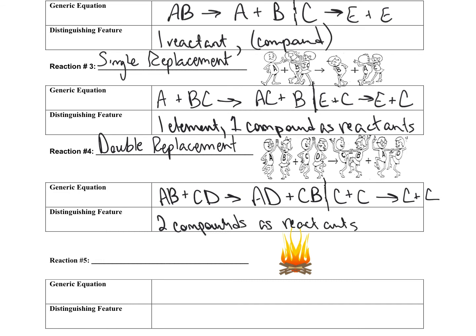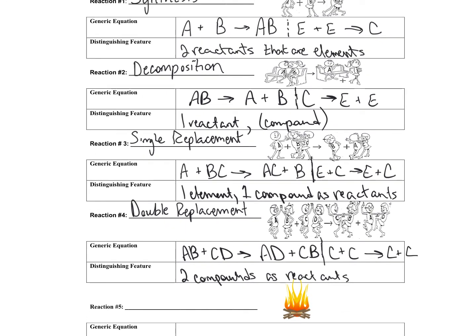So these 4 are very general as far as their distinguishing features. A synthesis has 2 reactants that are elements. For a decomposition, you just have a single reactant, which will always be a compound. In a single replacement, you have one element and one compound as your starting points, your reactants. And in a double replacement, you will have two compounds as your reactants.